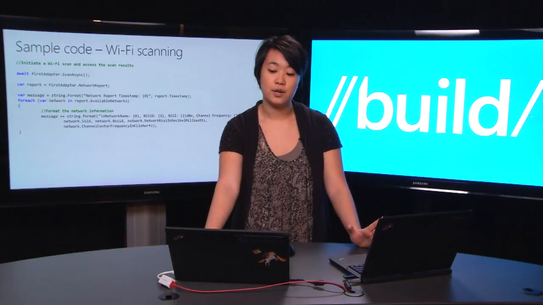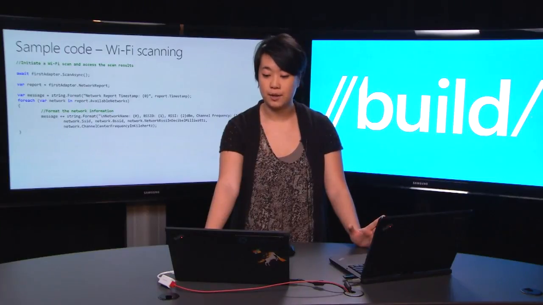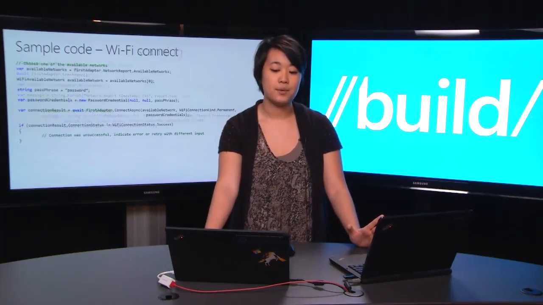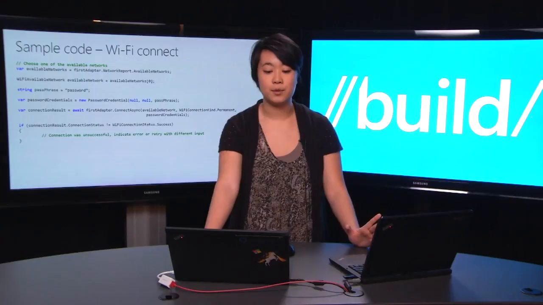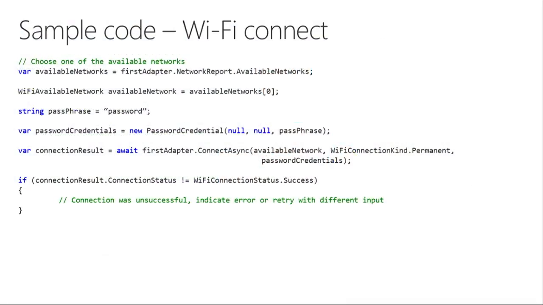So now to go on to the Wi-Fi connection portion of this exercise, we have some more sample code using the available networks that were returned from the Wi-Fi scanning portion. We are just going to take the first one, and let's say that it is a network that requires a simple password. For the purposes of this demo, I have the password actually set to password, though I hope you don't actually set your password as that simple string.